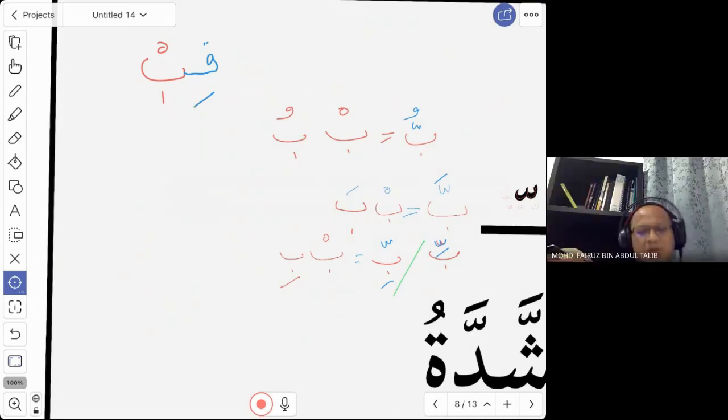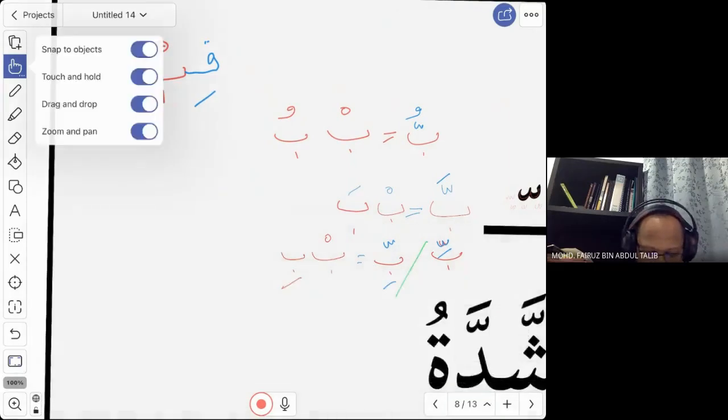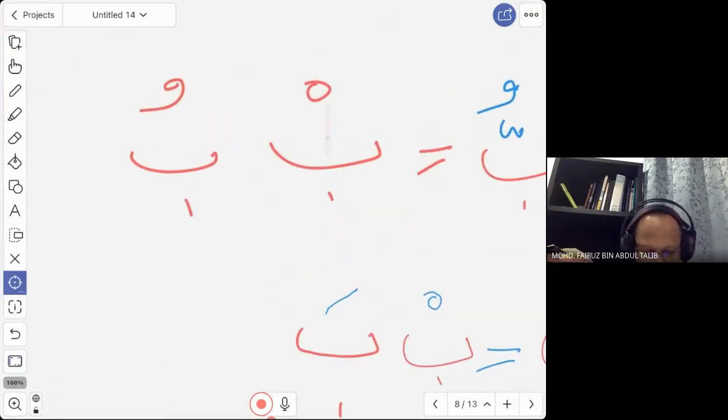Qib. Good, correct. So we say Qib, with a sukun. It is the same thing with a shadda. Since a shadda is two letters starting with a sukun, of course, you cannot read this. It is impossible to say.